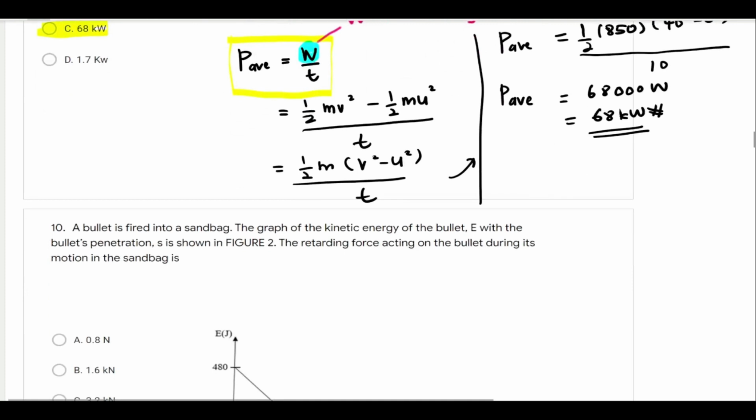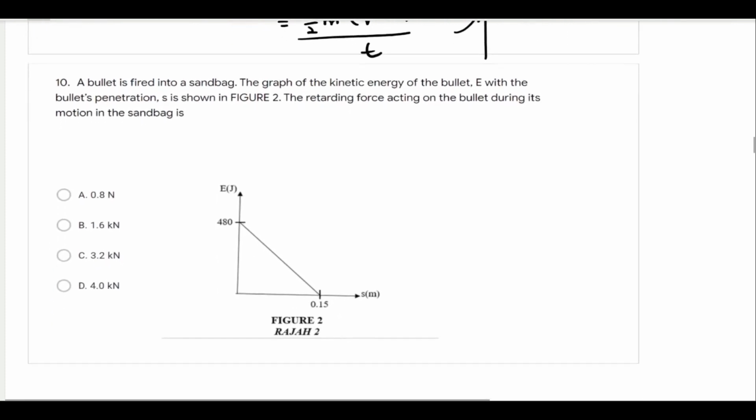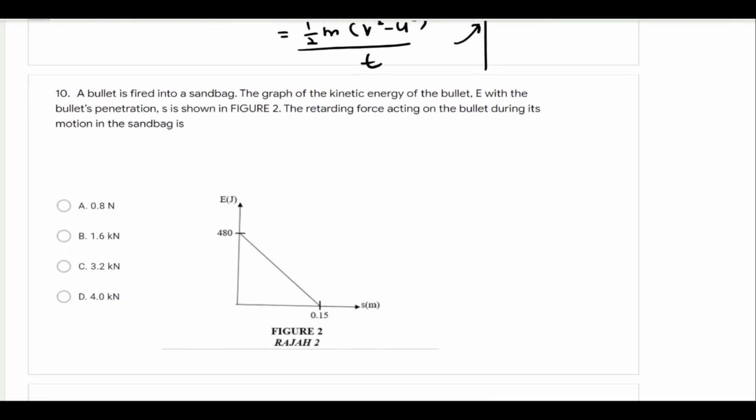And then the last question, for part 1. Okay, kita habiskan soalan ni, nanti kita akan sambung untuk part 2. So here we have a bullet is fired into a sandbag. The graph of the kinetic energy of the bullet, E, with the bullet penetration S. Contoh you ada sandbag dekat sini, and then you have a bullet, it's moving in this direction.